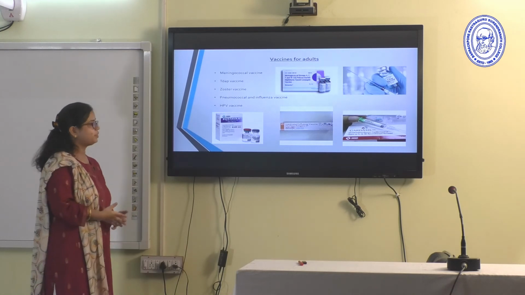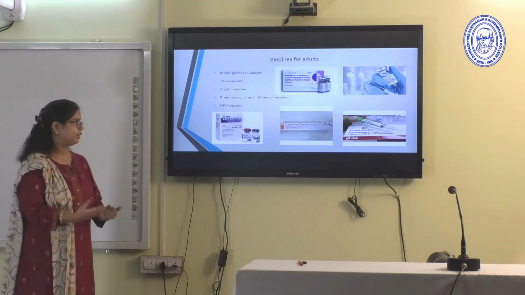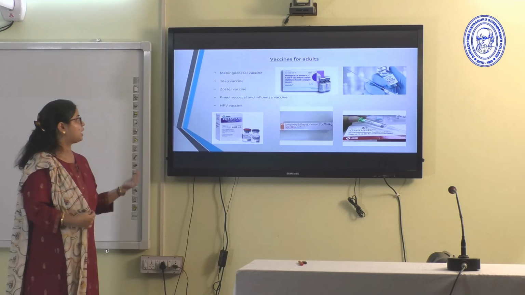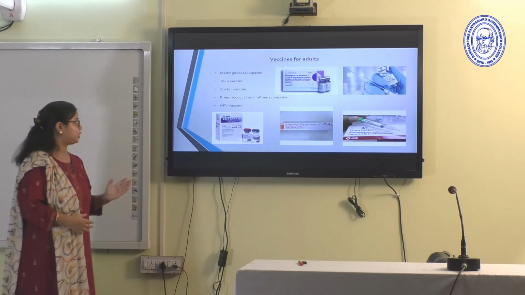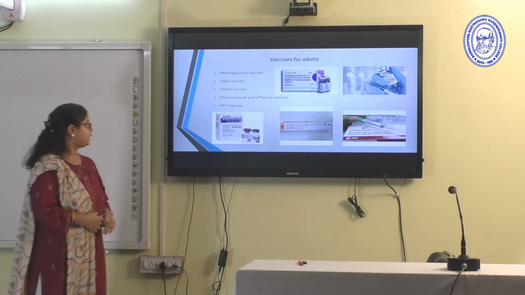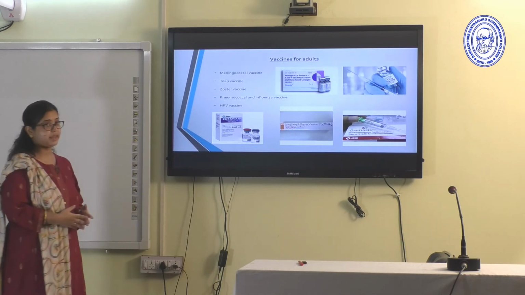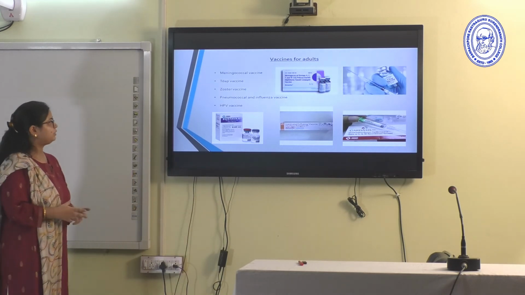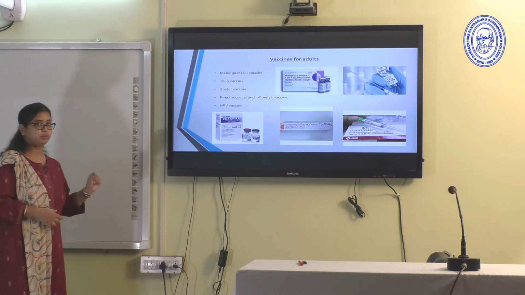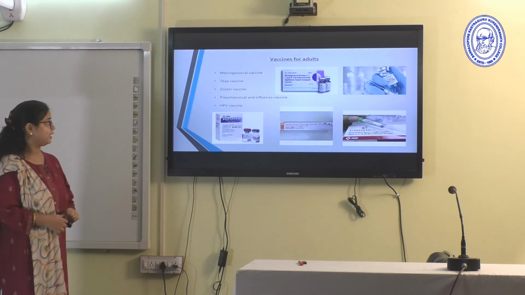As we are giving vaccines to children or infants, vaccines for adults are also there, like the meningococcal vaccine, Tdap vaccine, zoster vaccine, pneumococcal and influenza vaccine, and HPV or human papilloma virus vaccine.